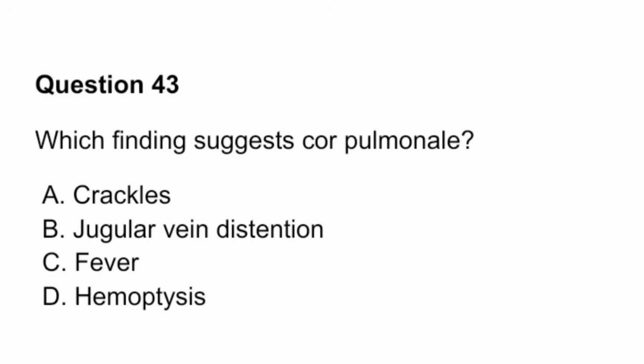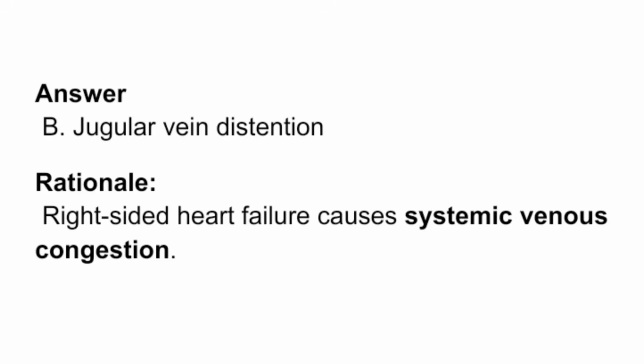Question 43. Which finding suggests cor pulmonale? A. Crackles, B. Jugular vein distension, C. Fever, D. Hemoptysis. Answer: B. Jugular vein distension. Rationale: right-sided heart failure causes systemic venous congestion.